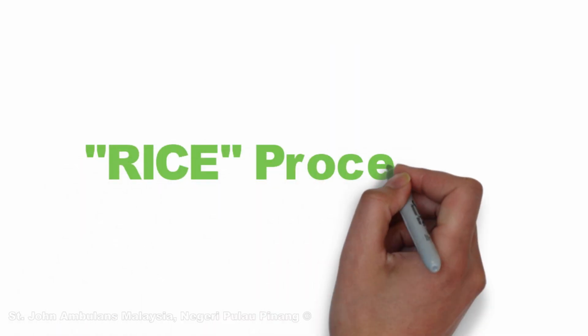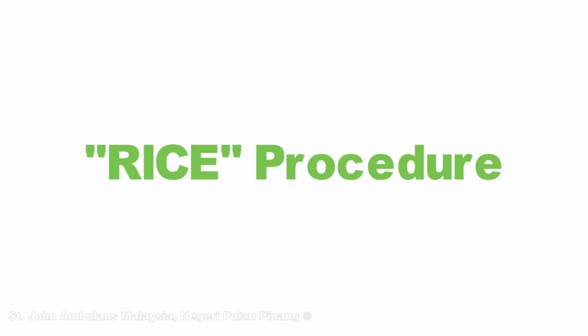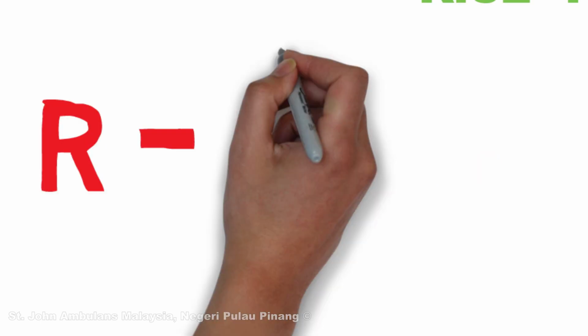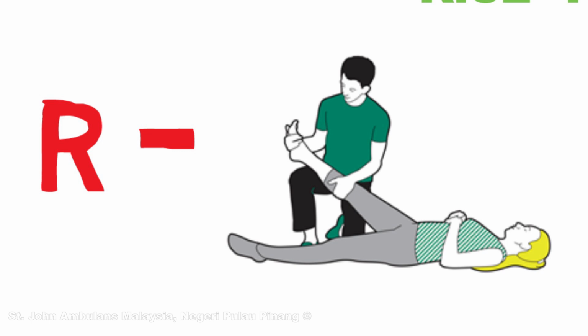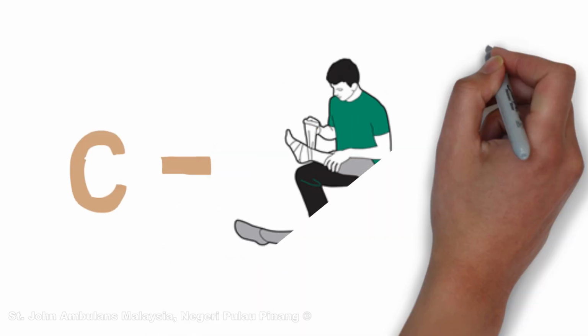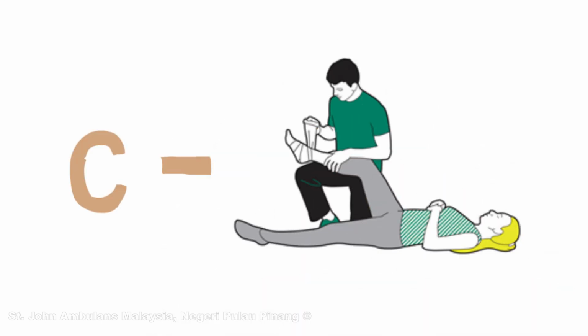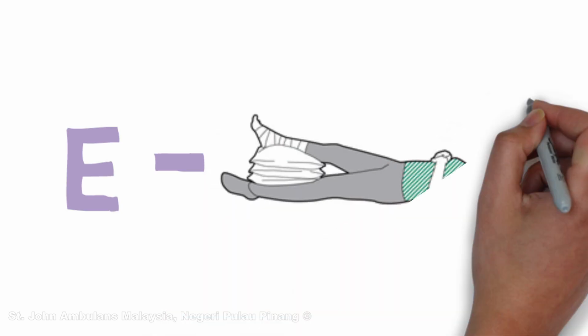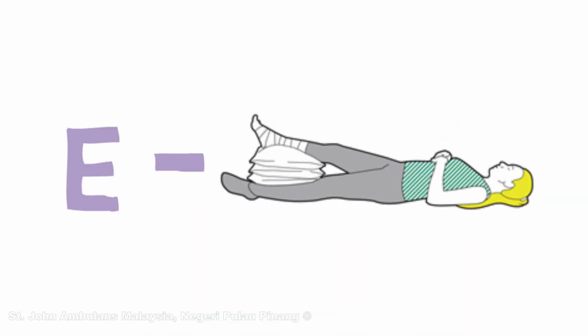Strains and sprains can be treated by the RICE procedure. R for rest the injured part. I to apply ice pack. C to provide comfortable support. And E to elevate the injured part.